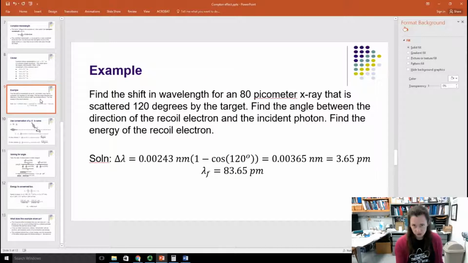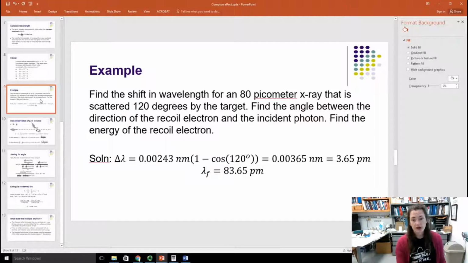So let me go through an example problem with no further ado. Find the shift in the wavelength for an 80 picometer X-ray that's scattered 120 degrees by the target. Find the angle between the direction of the recoil electron and that incident photon, and then find the energy of the recoil electron. Now this is a little more complex than just a straight-up application of the Compton shift equation. In addition to the Compton shift equation, I'm going to have to solve for the angle and the energy of the scattered electron.